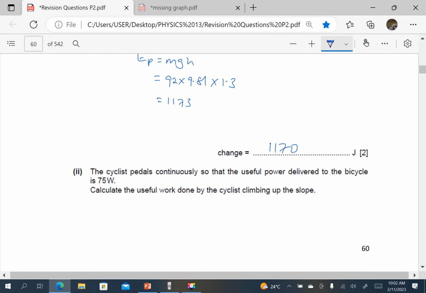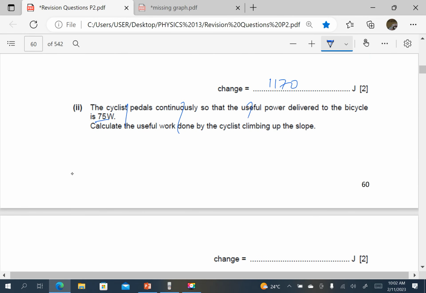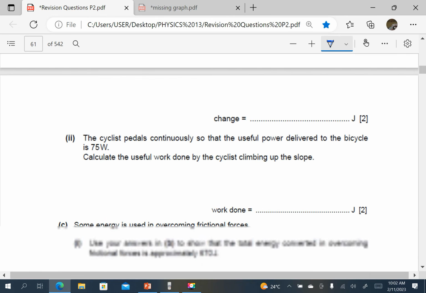The cyclist pedals continuously so that the useful power delivered to the bicycle is 75 watts. Calculate the useful work done by the cyclist climbing up the slope. So they have told us the useful power is 75 watts, and we want the work done. I think this question was repeated, so I'll use the second part.